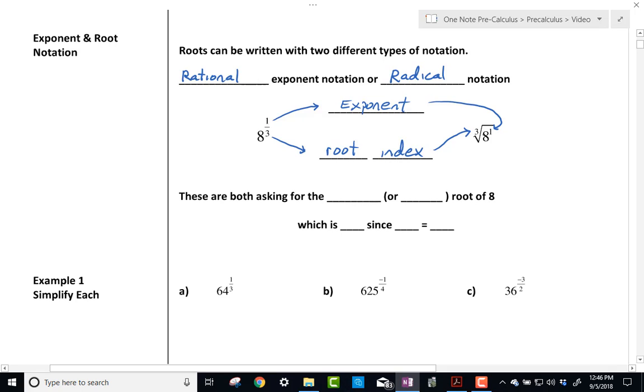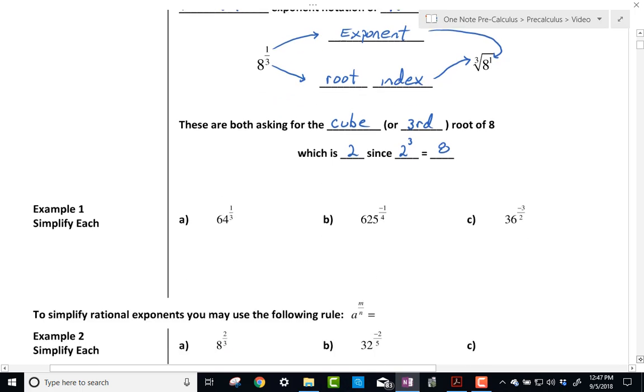Both of these notations, 8 to the 1/3 power and the cube root of 8 to the first, are both asking for the cube root or 3rd root. You could say it either way. You could say cube root or 3rd root of 8, which is 2, since 2 to the 3rd power is equal to 8. Okay? So let's take a look at some examples.